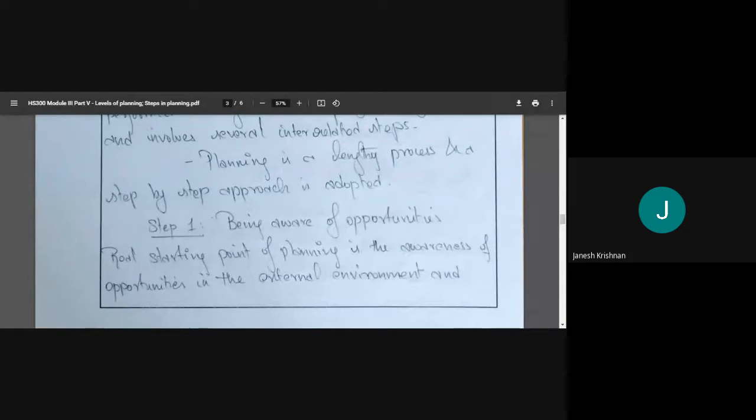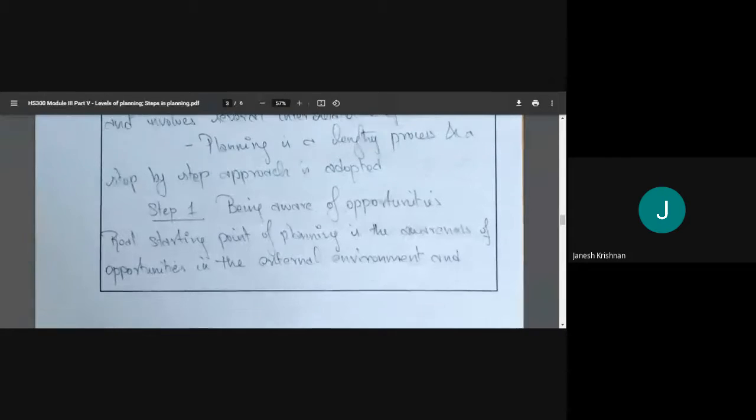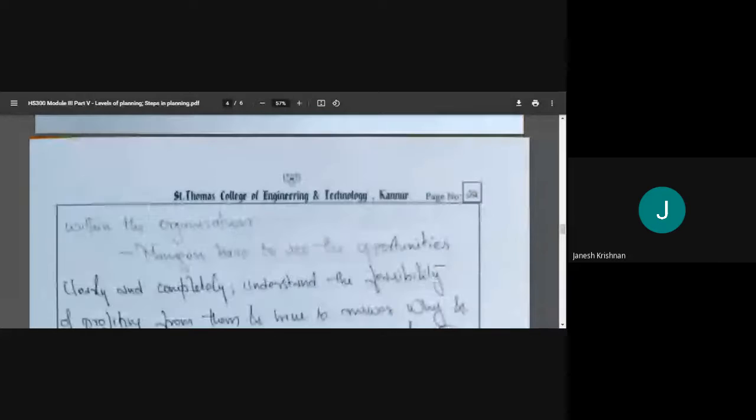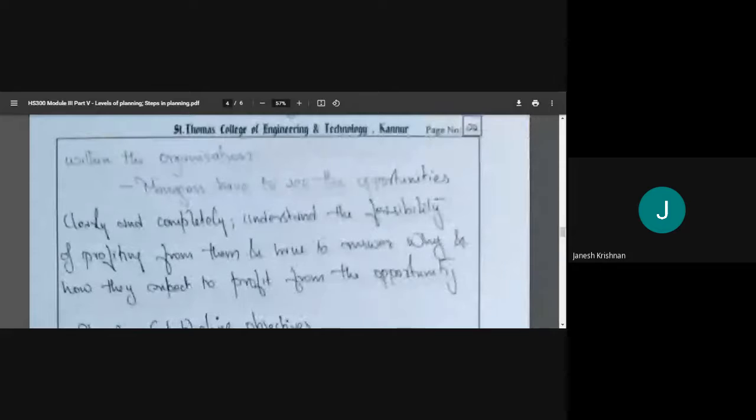And where does this opportunity come from? It can come from the external environment and also from the internal organization. Managers have to see the opportunities clearly and completely, in full, not just for two or three days. It should be for the entire term. See the opportunities clearly and completely, and understand the feasibility of profiting from them. What is the possibility? How is it feasible? If I move like that, is it feasible? Is it possible that I can profit? Also answer why, where, and how.